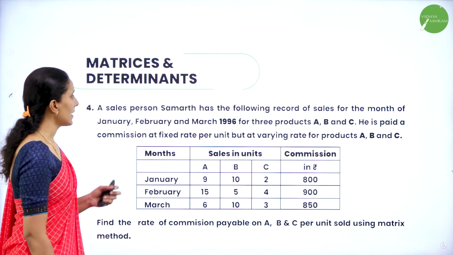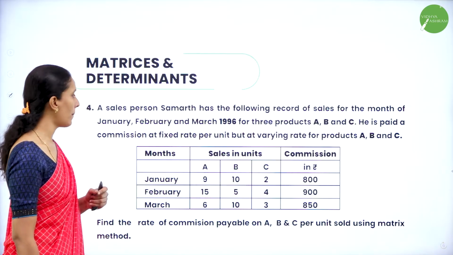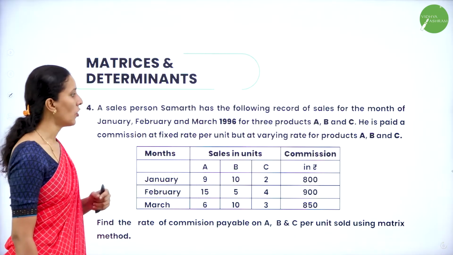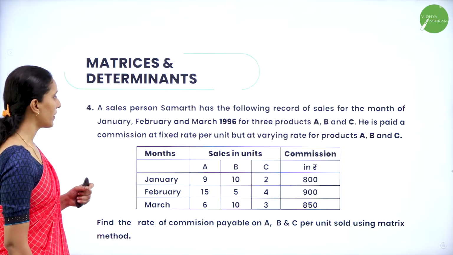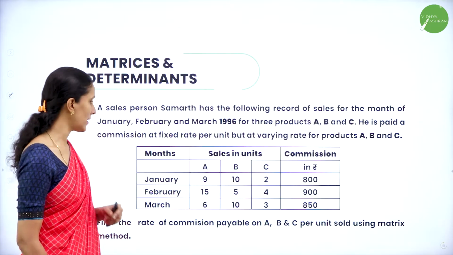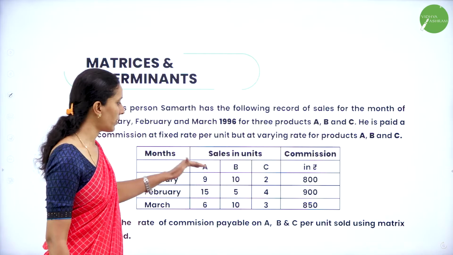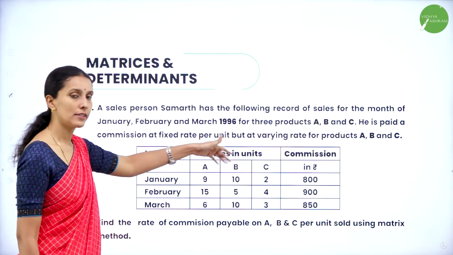Next, a salesperson, Samath, has the following record of sales for the month of January, February and March 1996 for 3 products A, B, C. He is paid a commission at a fixed rate per unit but at varying rates for products A, B and C. So here we have the months and sales in number of units of the products A, B, C and the commission he will get by selling these products.